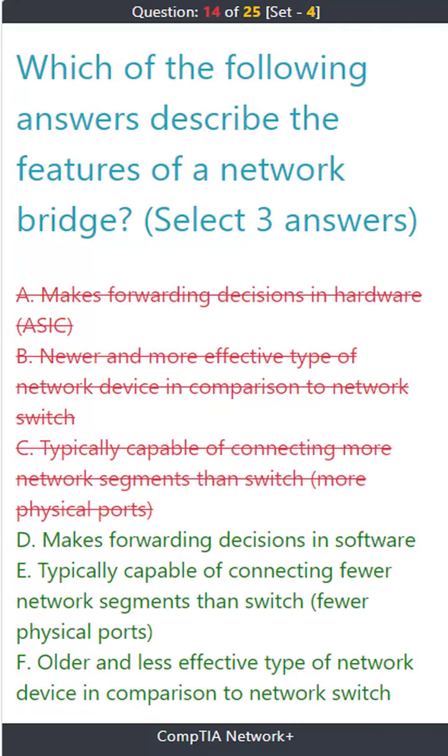The correct answers are D. Makes forwarding decisions in software. E. Typically capable of connecting fewer network segments than switch, fewer physical ports. F. Older and less effective type of network device in comparison to network switch.